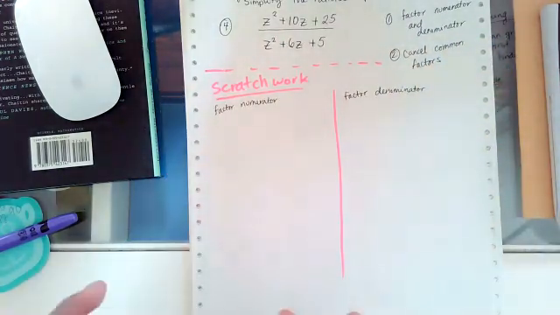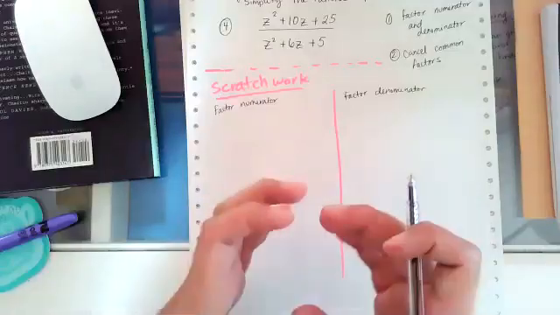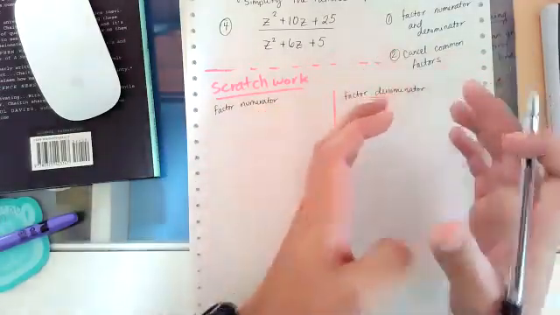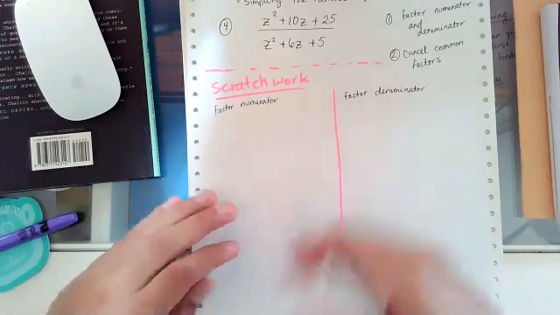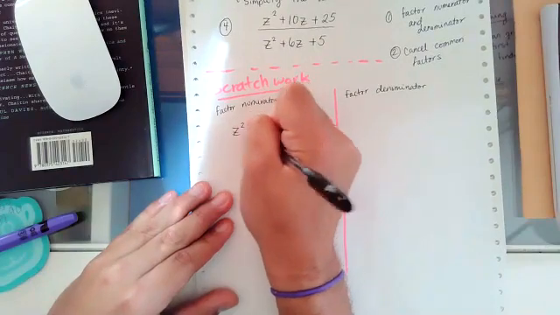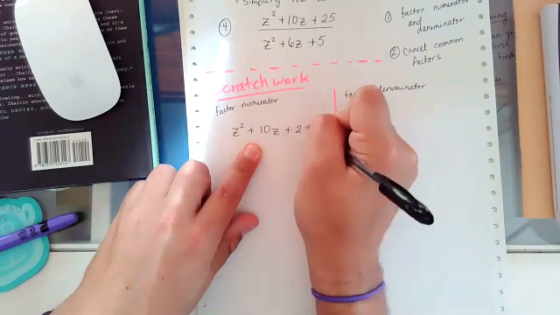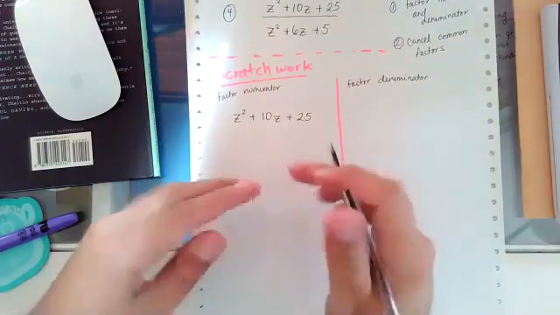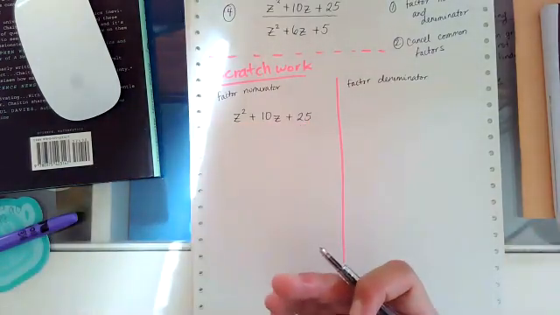So you have to get adept at organizing your workspace on the page. If you're still trying to squeeze all of the work into a small portion of the paper, then at this point you're doing yourself a grave disservice, because some of these problems do require a lot of pre-processing before you actually get to solving the problem. So the first thing I would do is write the numerator, which is z squared plus 10z plus 25. You're going to factor this using the AC method because it is a trinomial.